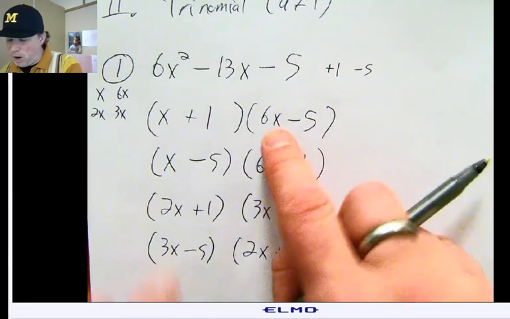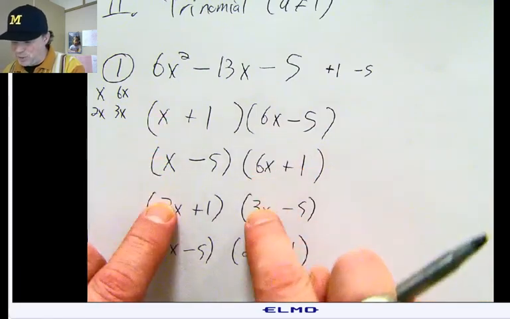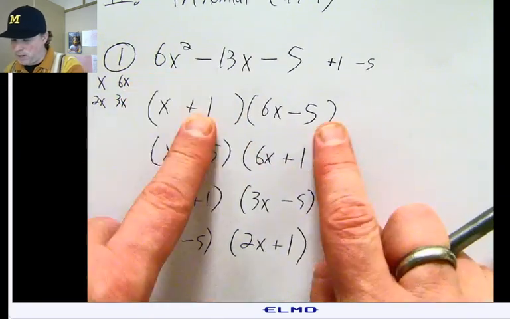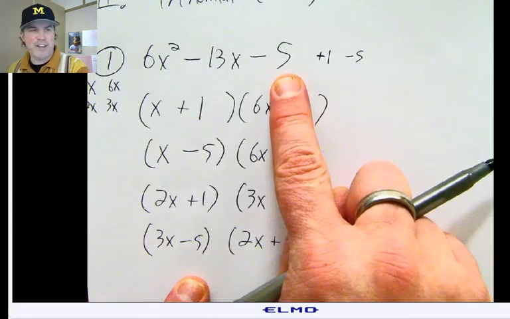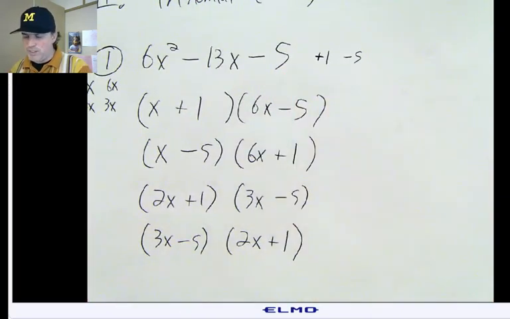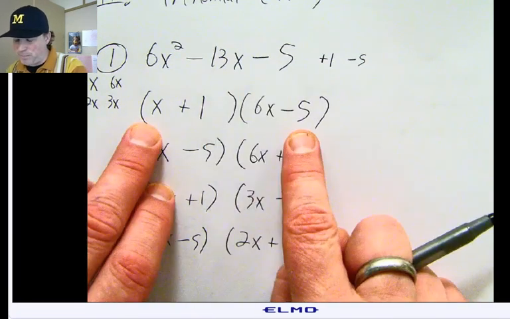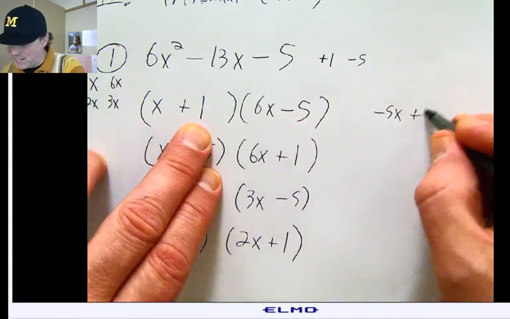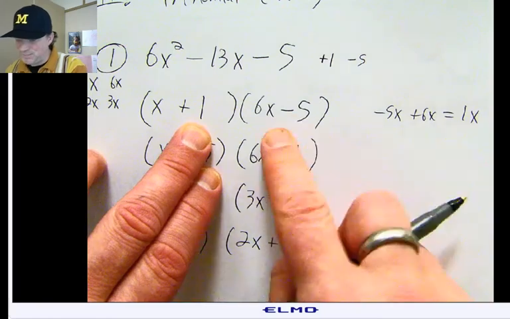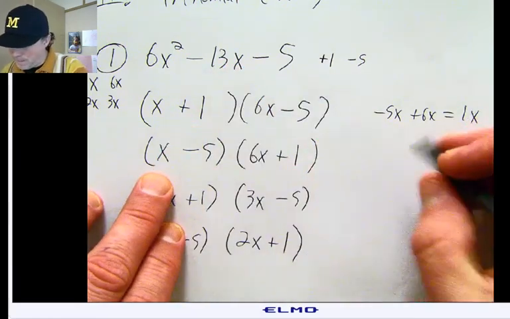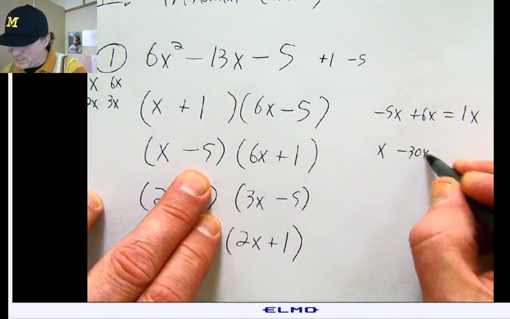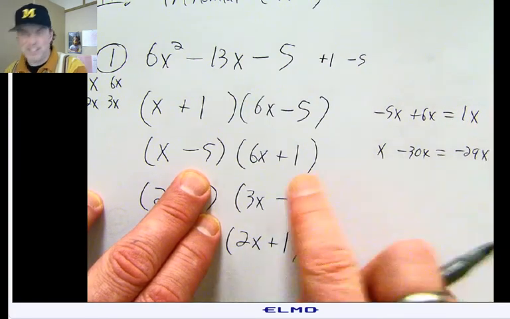Now, in all of these ways, the first two terms multiply to 6x squared. These terms multiply to negative 5. So what we need to do is test out the outers and the inners to see what adds up to negative 13. So negative 5x plus 6x is 1x. That ain't it. Positive x minus 30x, that's negative 29x. That ain't it.